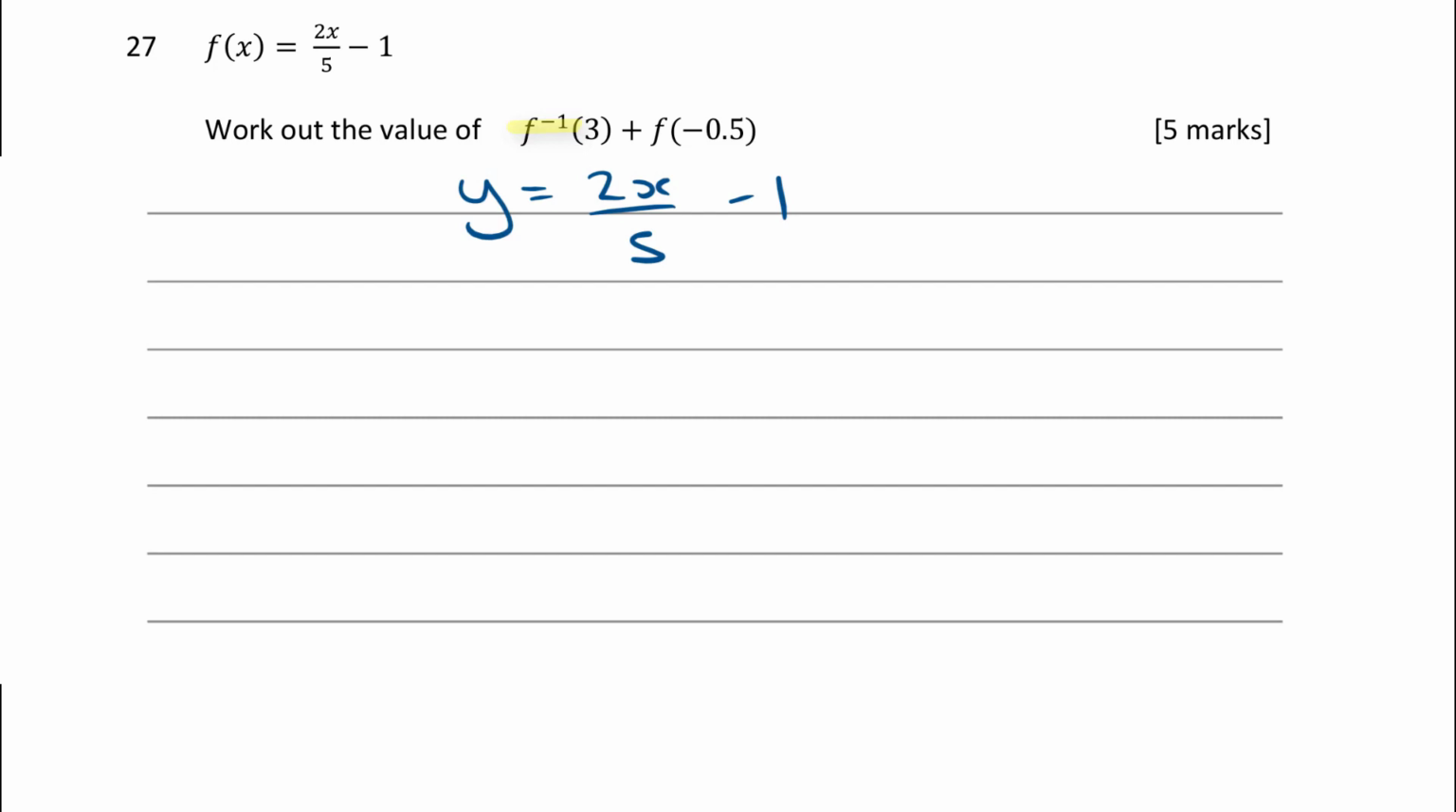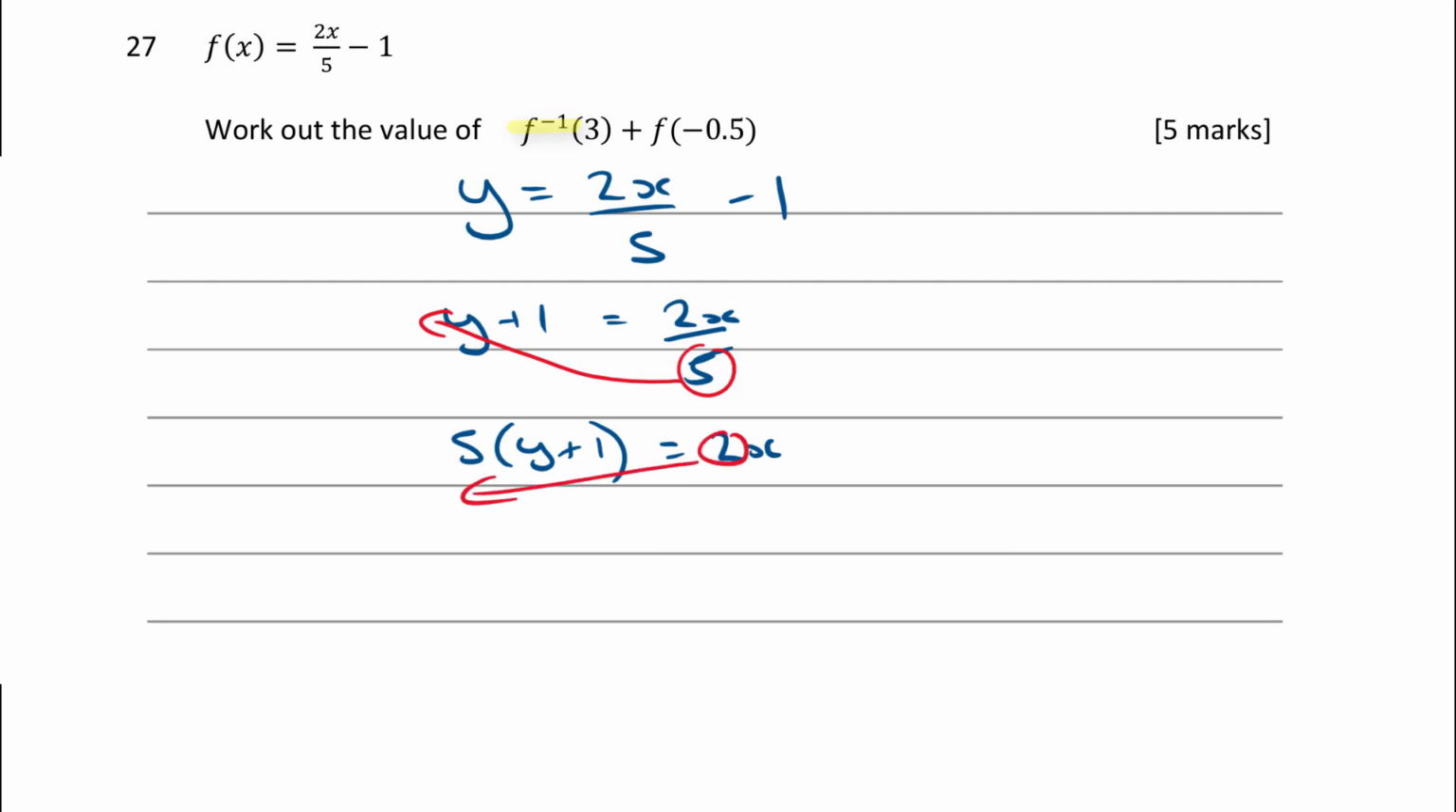Now we rearrange it and make x the subject. So I can do that by adding 1 to both sides first off. So I'm going to get y plus 1 is equal to 2x over 5. And then cross multiplying the 5, moving that up there, I'm going to get 5 lots of y plus 1 is equal to 2x. And then divide by that 2. So I'm going to get 5 over 2 lots of y plus 1 is equal to x. Okay, so that's my expression of x in terms of y.